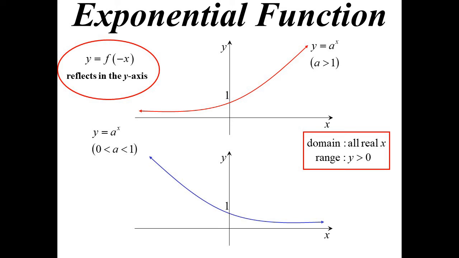So in fact, these same graphs I could write a different way. The red one could be a to the power of negative x, where the base is in between 0 and 1, because it would be the blue curve reflected in the y-axis. And the blue one could be written as y equals a to the power of negative x, where the base is greater than 1, because it would be the red curve reflected in the y-axis.